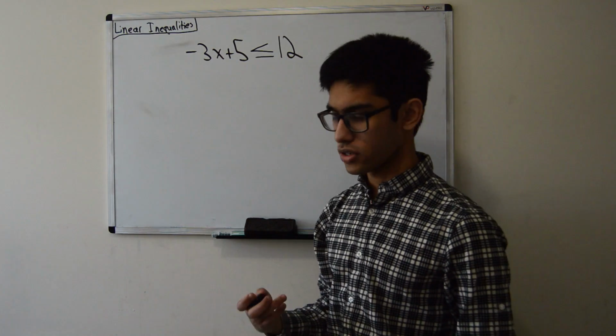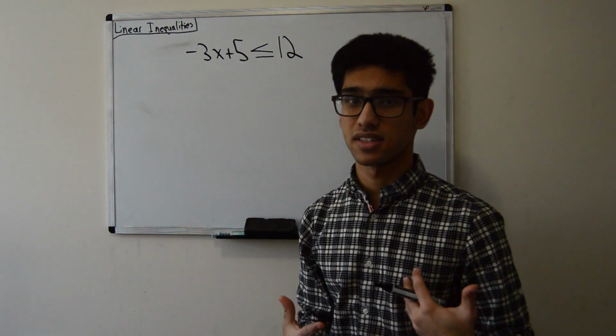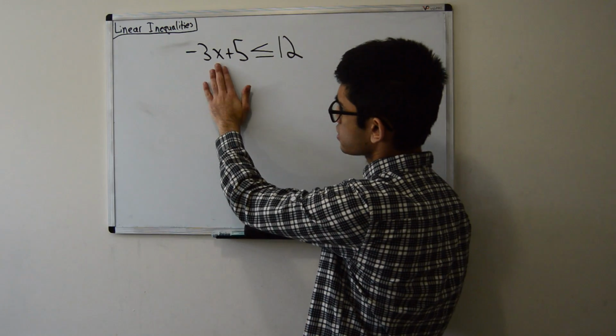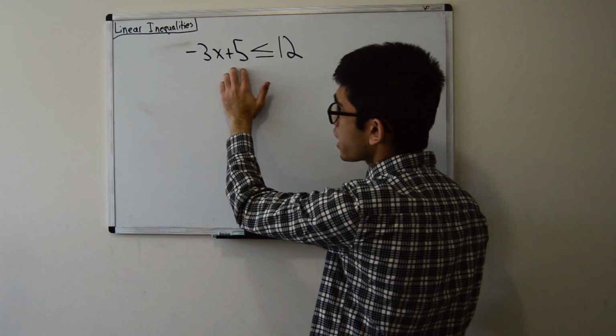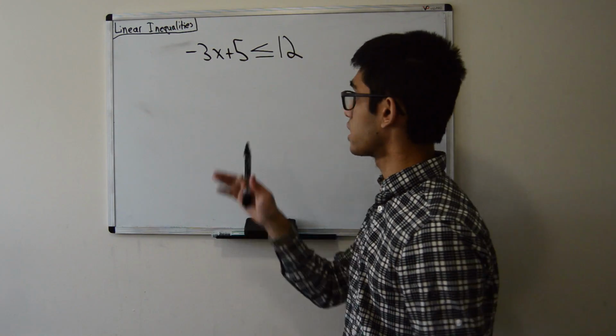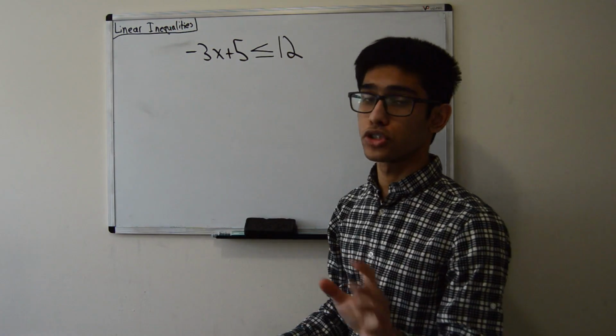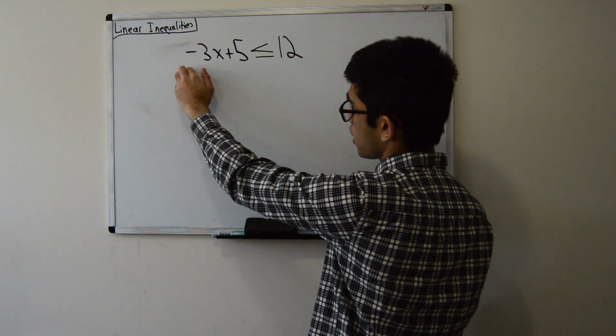So what numbers would satisfy this inequality? Again, if you want to take a step back, let's read what this is saying. This is saying that x multiplied by negative 3 plus 5, so whatever I get there, is either equal to or less than 12. So it has to be either equal to 12 or less than 12. So what numbers for x would satisfy this inequality?